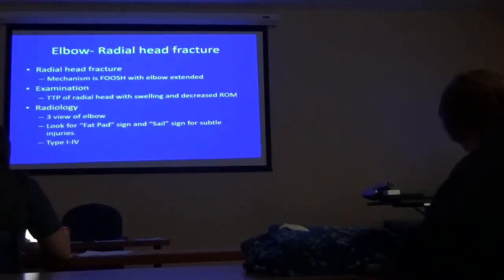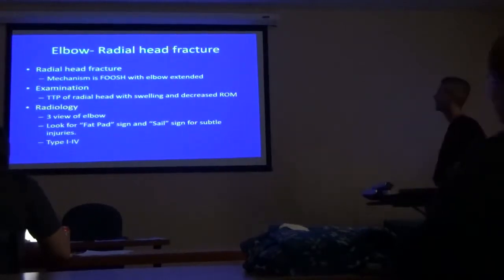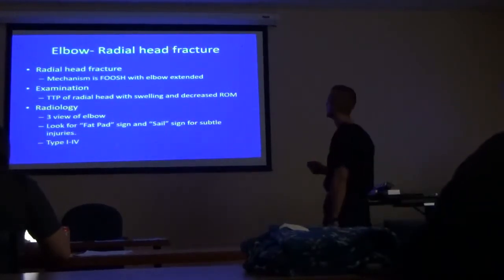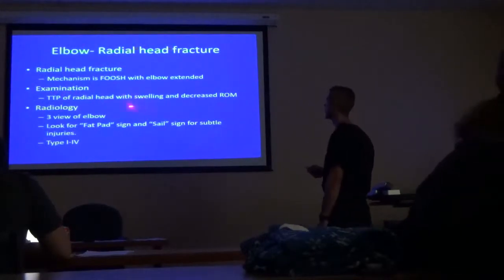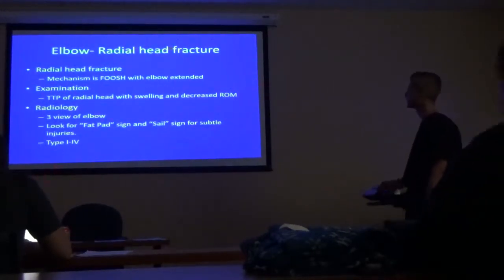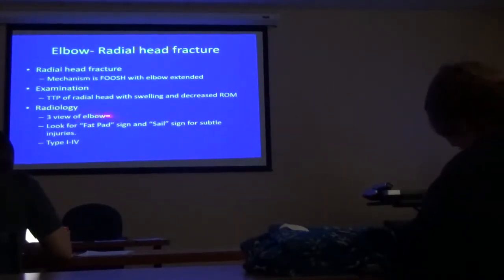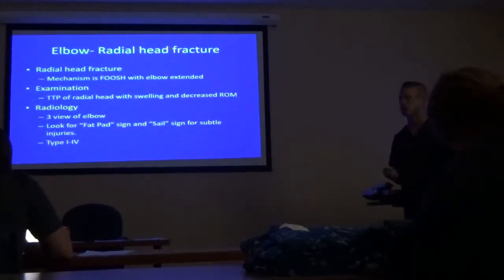All right, radial head fractures. Mechanism is a FOOSH. What's a FOOSH? Falling onto an outstretched hand. With the elbow extended, tenderness to palpation of the radial head with swelling and decreased range of motion. Get a 3 view of the elbow. You guys learned about fat pad and sail signs in radiology? Good. Types 1 through 4 are discussed in the lecture notes.